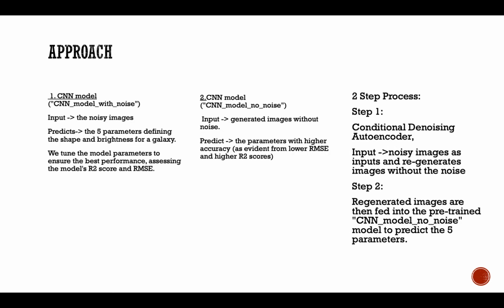We use the CNN model with noise, where we feed it noisy images and try to predict the five parameters. We use the CNN model with no noise, where we input generated images without noise. And we use the two-step approach using a conditional denoising autoencoder, using noisy images as input, and it regenerates images without the noise that are fed then into the CNN model with no noise.